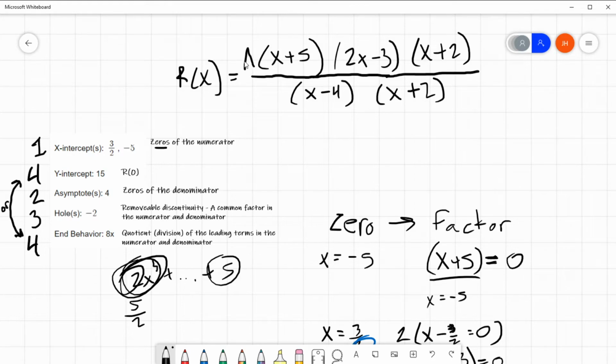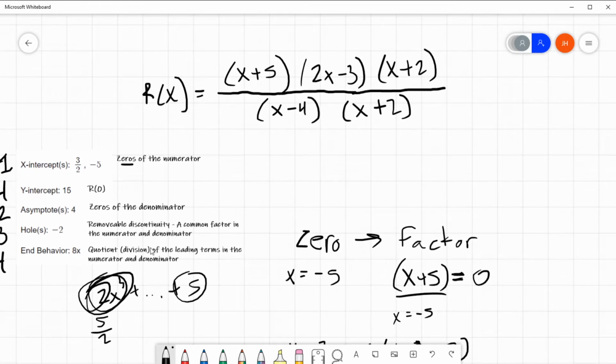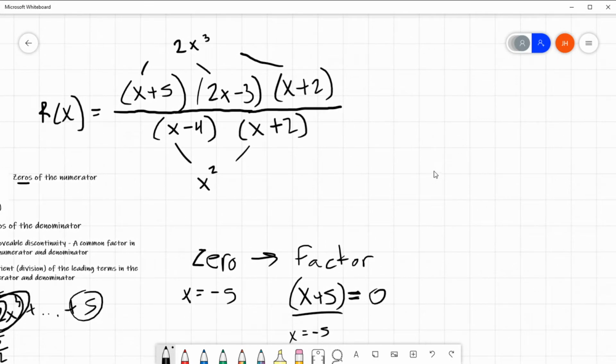Now let's say that I don't have a coefficient there, like this function that I've created so far. Let's look at what the end behavior of this function would be. If you guys remember, end behavior can be found by dividing the leading terms. If I'm in factored form, I could find the leading terms by multiplying the x terms together. x times 2x times x would be 2x cubed. And down here, x times x is x squared. So the end behavior of this function currently is 2x cubed up top over x squared on bottom. If I do that division, I get 2x.